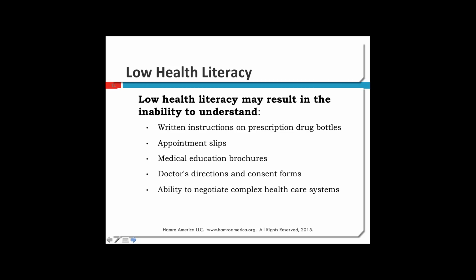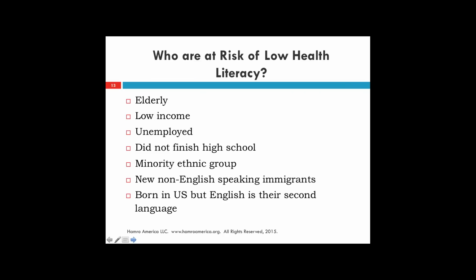in our clients. So who is at risk of this low health literacy? Mainly the elderly population, people with low income, because generally people with low income might not have access to schools. They might not be literate, unemployed, did not finish high school, minority ethnic groups, new non-English speaking immigrants, and those born in the United States but English is their second language. And these are general criteria. These are general scanning degrees.